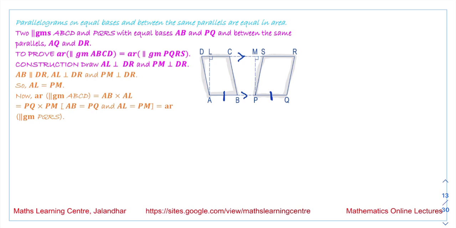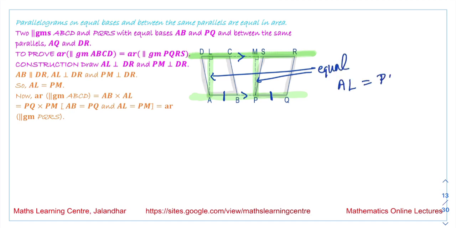To prove this, we are going to do a construction: we will draw the perpendicular from A to DC, and from P to DR. This is the line over here. We have drawn the perpendiculars, and we know that these two lines, AB, PQ and DR, are parallel to each other. So the lengths of these two perpendicular lines will be equal. That is, AL is equal to PM.